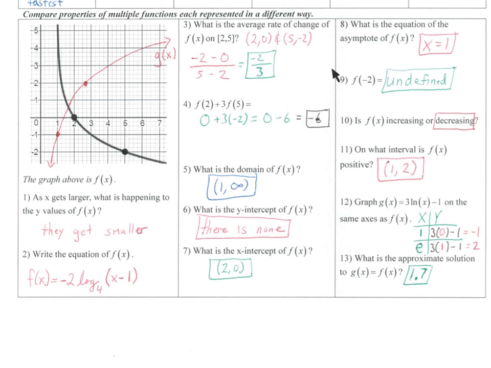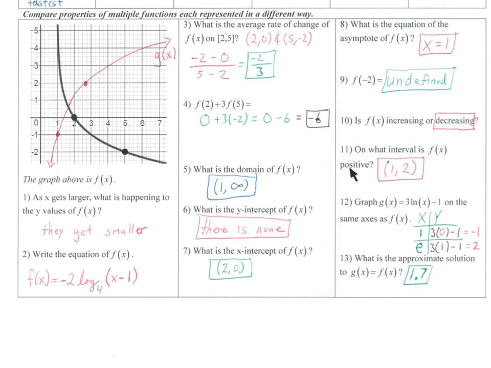What is the equation of the asymptote? That's this line that it never crosses. Even though it looks like it's touching it, technically it doesn't touch it. But that would be x equals 1. What's f of negative 2? So f of negative 2 would be out here somewhere, and there's no value. Over on the side of the graph, it never gets there, so there's no value at negative 2. So that's why it's undefined. What's happening? Well, it's dropping, so it's decreasing.